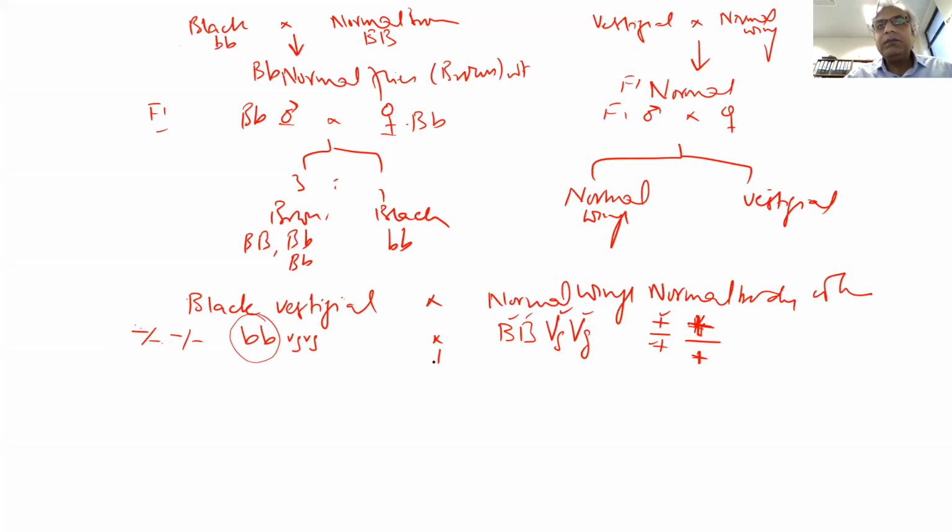But let's go. What will be F1? Capital B, small b, capital VG, small vg. This will be F1. Clear? Now they set up a test cross here. And in the test cross, what will be the other parent? Small b, small b, small vg, small vg.